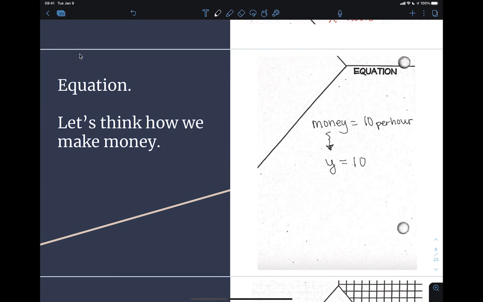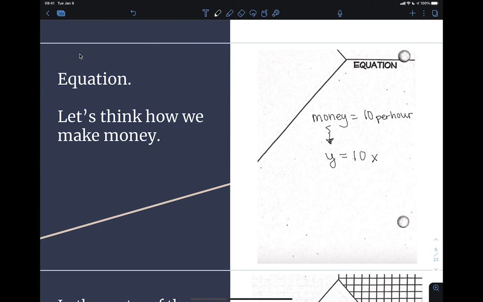So that means I'm going to multiply per hour. Hour was x. Oh, that's great. If you want to think about just substituting hour for x, that's great. So now we have an equation, y equals 10x. Exciting.